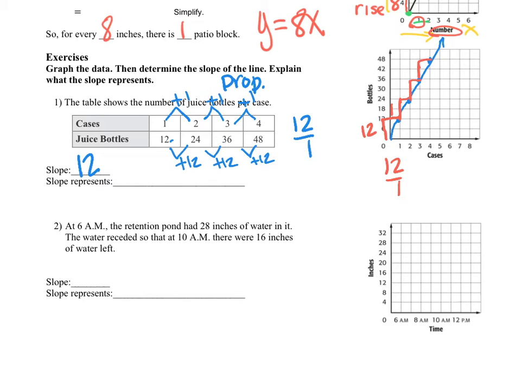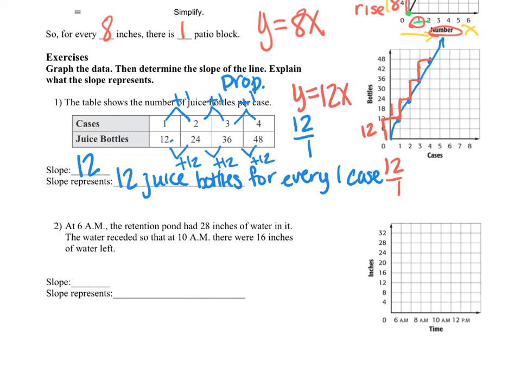And our slope represents 12 juice bottles for every 1 case. So we're just kind of breaking that down. And if I were going to write an equation for this line, I would say it's y equals 12x because it starts at 0, 0, so there's no b.